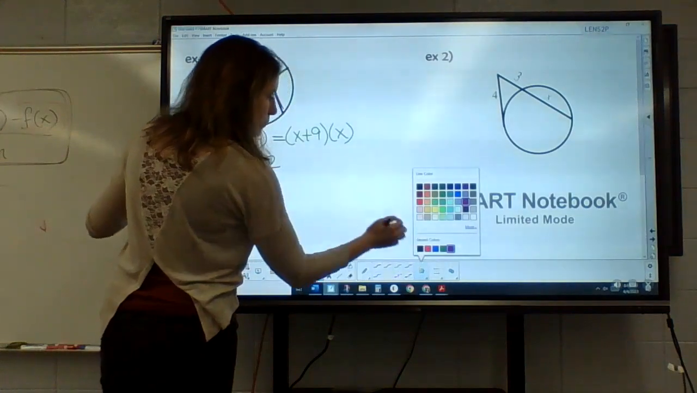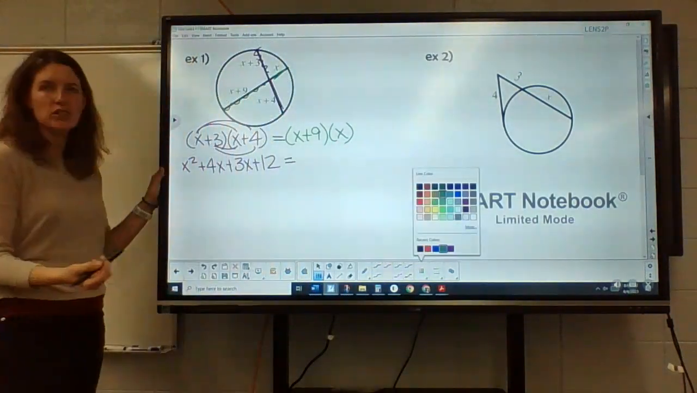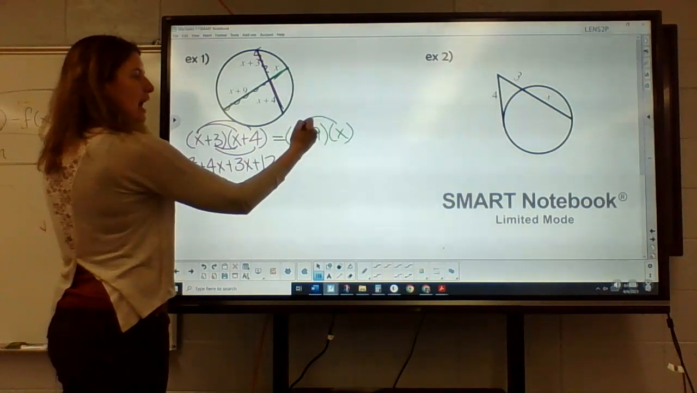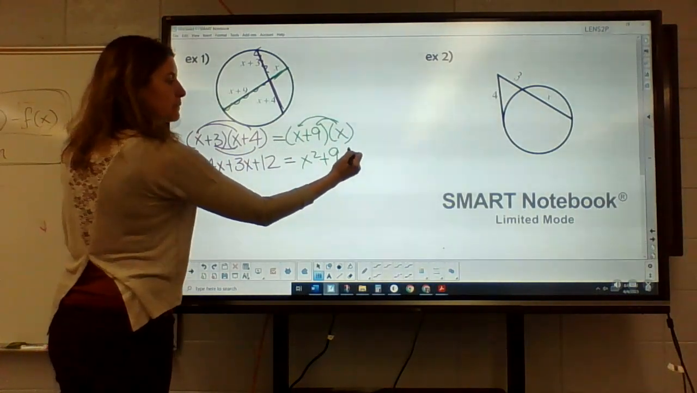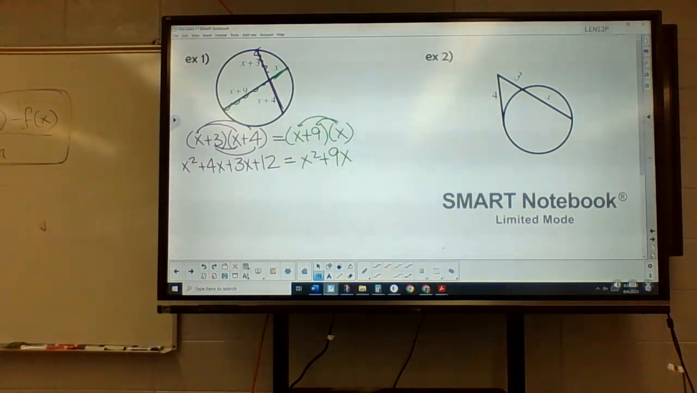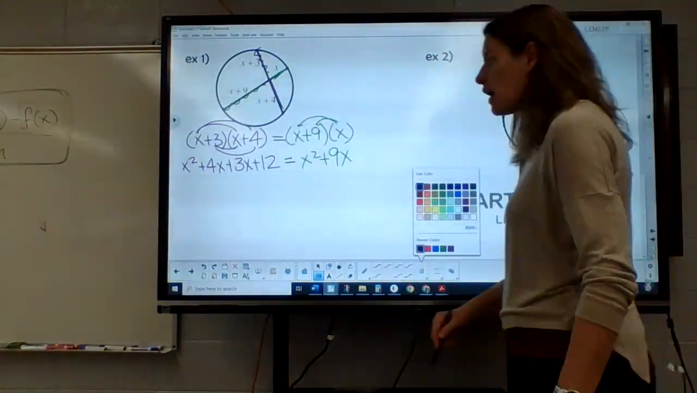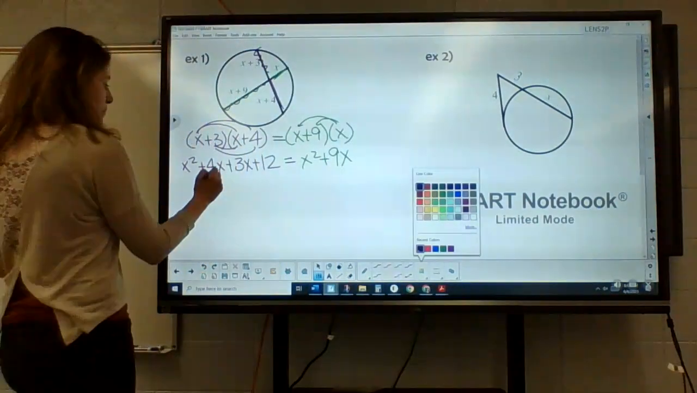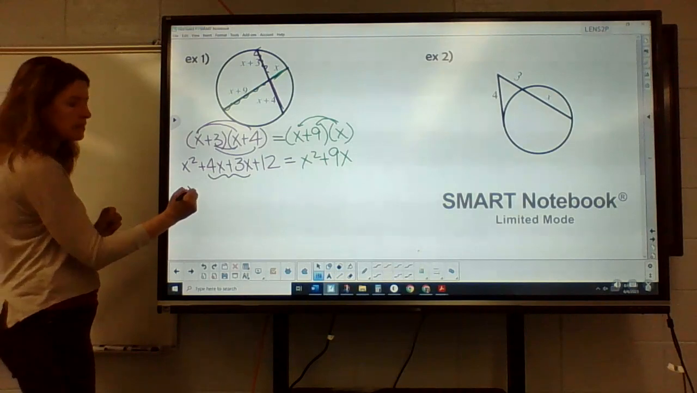On the left or the right side over here. Now the second half isn't really FOIL because there's only the one term. So this x is just going to be multiplied into each. Now, I can put some things together here. So this 3x and 4x can go together.